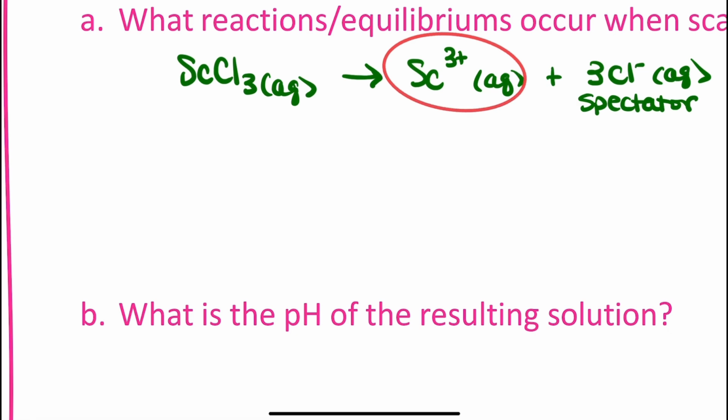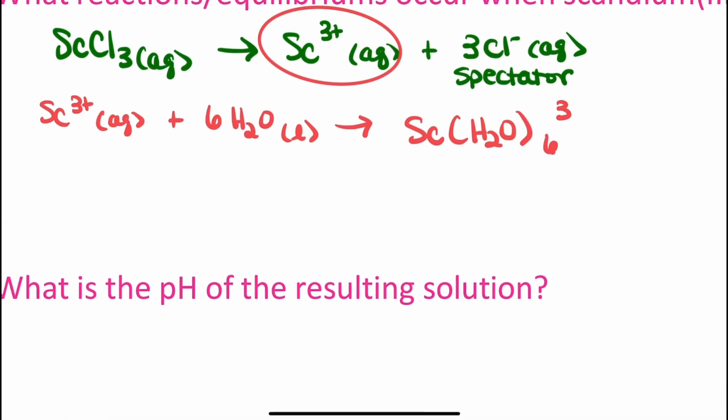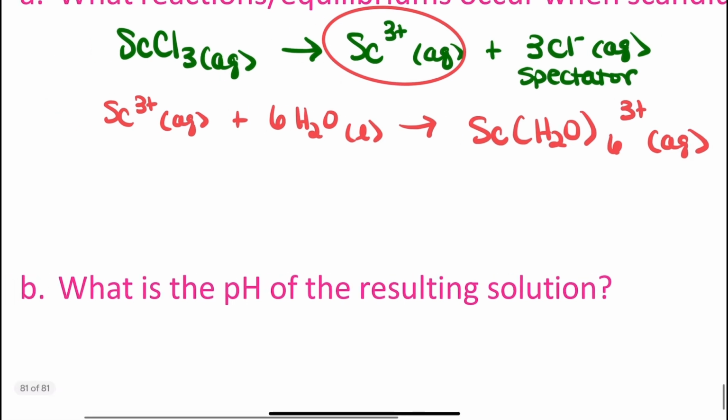It is this piece that we care about. It is this that is acting as that Lewis acid. So the Sc3+ binds up with those 6 water molecules that it used to separate away from the chlorides. Single-headed arrow still, giving me Sc(H2O)6 3+, aqueous. It's keeping the full charge of the scandium here. It hasn't added any anions to it, so it's still a plus 3 charge overall.